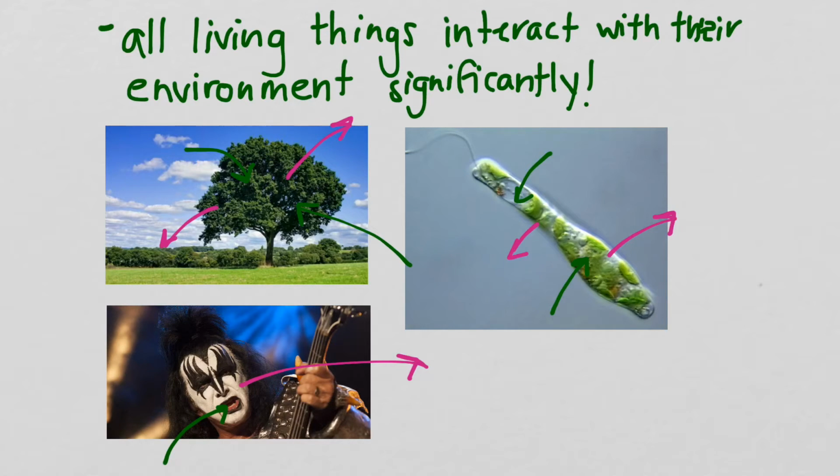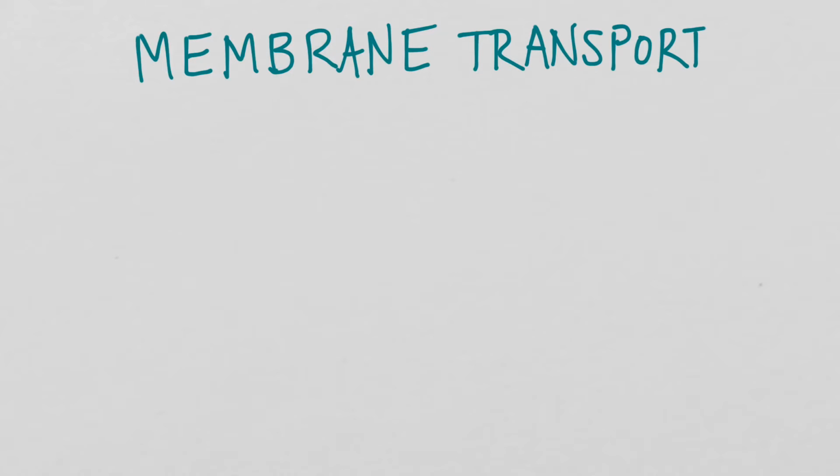So all living things constantly need to interact with their environment. And remember that all of these things are made of cells. Trees, obviously lots of cells. Something like a euglena, it's only one cell. A human, made up of lots of cells. But no matter what, they all will need to interact with their environment. So inputs and outputs are critical for all living things. And when things are moved in and out of a cell, in technical terms, we call that membrane transport. And this is something that has to be controlled.